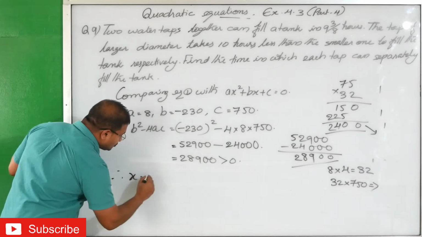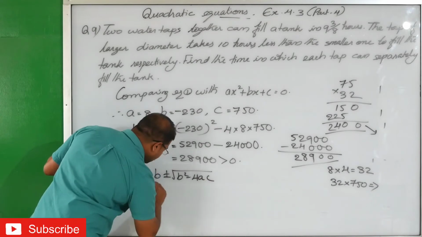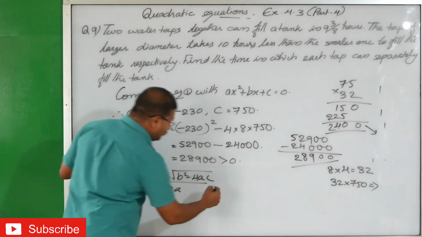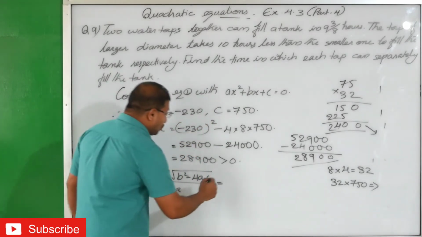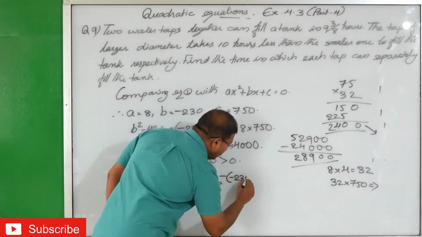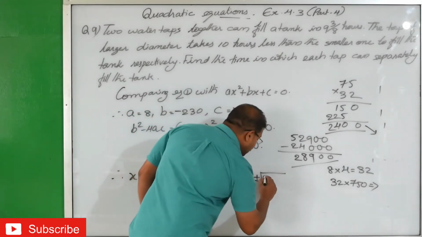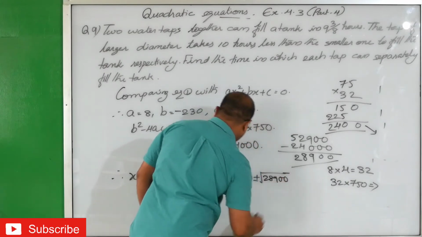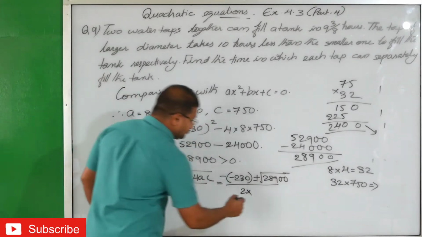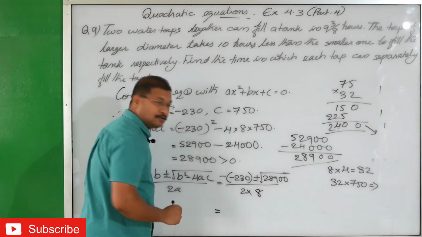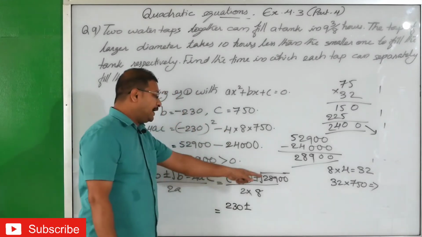Therefore x equals minus b plus or minus root of b square minus 4ac by 2a, equals the value of b. Yeah, b is minus 230. Of course, one more minus is outside. So minus 230 plus or minus root of b square minus 4ac, we got it already, 289 and 2 more zeros, divided by 2 into, what is the value of a? 8. Equals, minus into minus plus, that means 230 plus or minus root 28900.